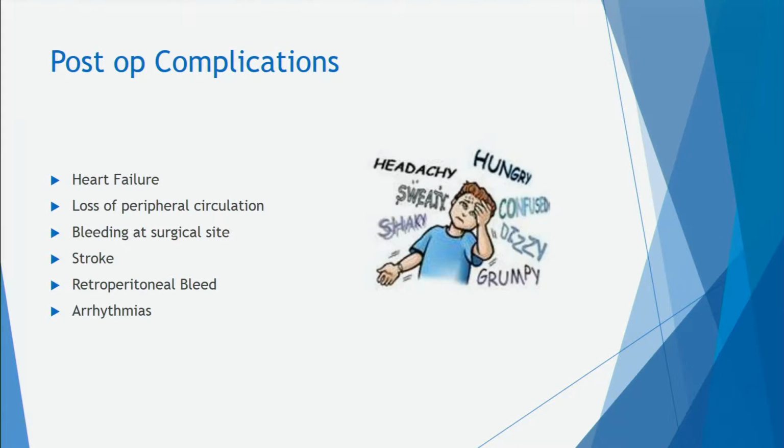Like there's not reversal of what's happened. So they may experience some heart failure symptoms. They could have loss of peripheral circulation just related to the puncture sites, or bleeding from the surgical side if they had to cut down anywhere. They're at risk for stroke, like we talked about, the calcification of the old valve, retroperitoneal bleed, just like any patient that's going to have groin access like that. And then arrhythmias is probably one of the biggest complications that we see most frequently.